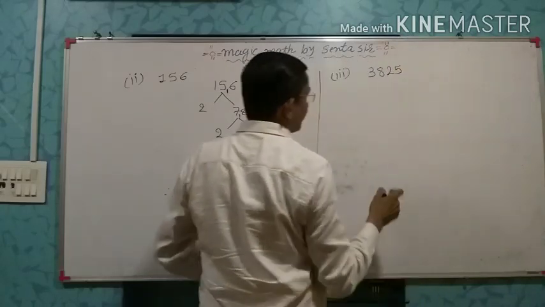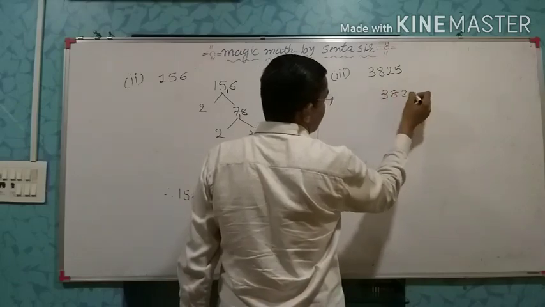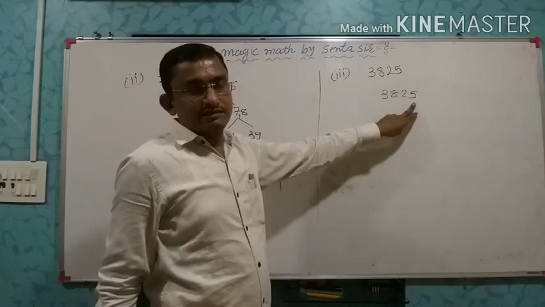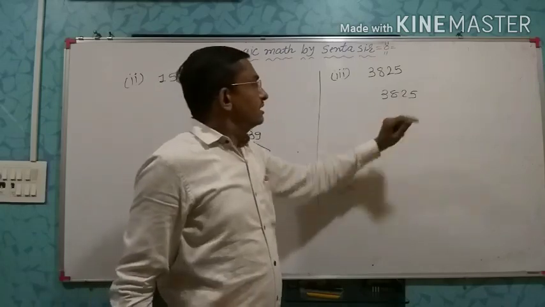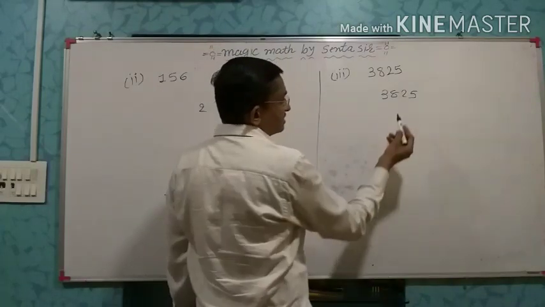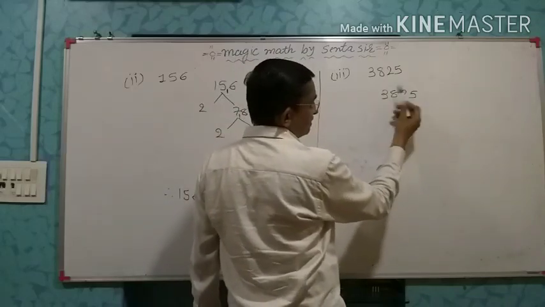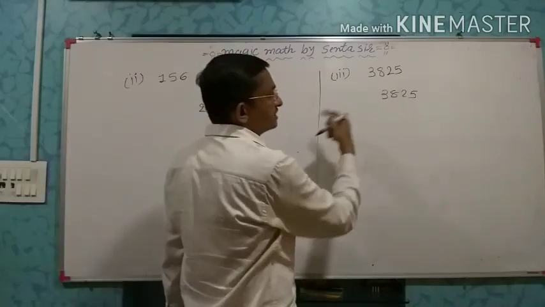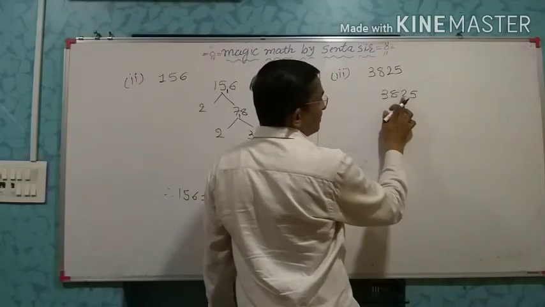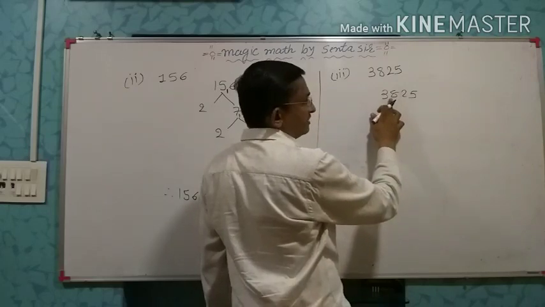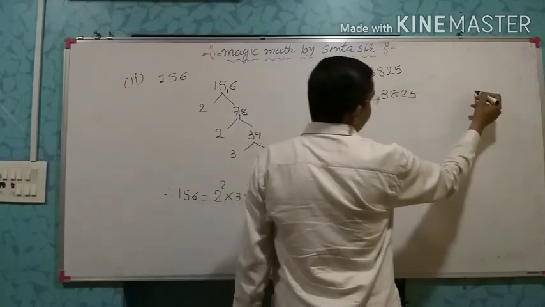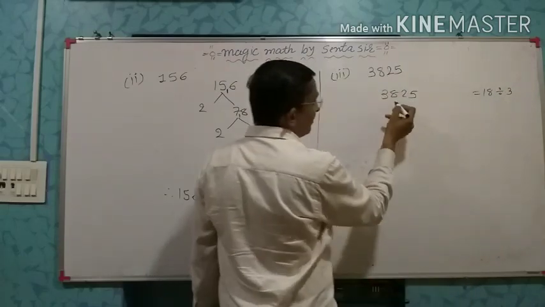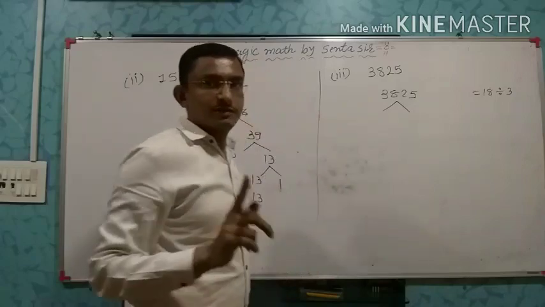3825. This is not an even number. This is an odd number. The test for 3 is: if the sum of the digits of a number is divisible by 3, then the number is divisible by 3. 5 plus 2, 7, 7 plus 8, 15, 15 plus 3, 18. 18 is divisible by 3. Therefore, this number is divisible by 3.